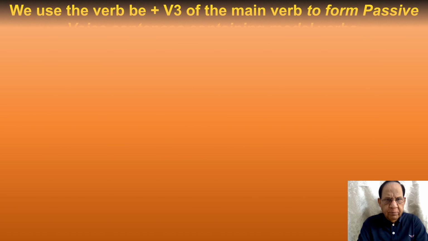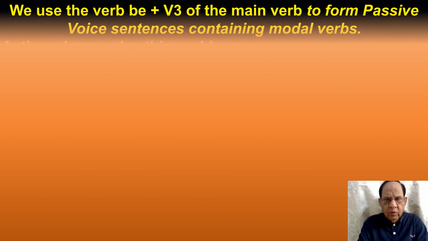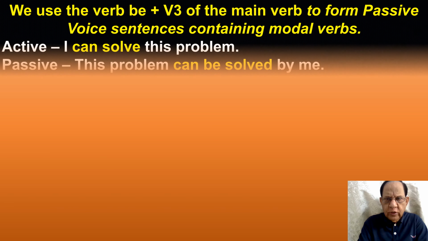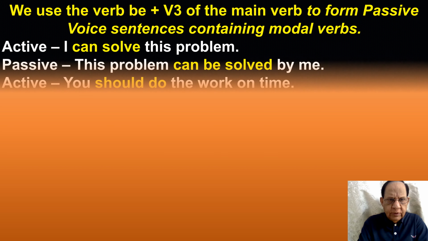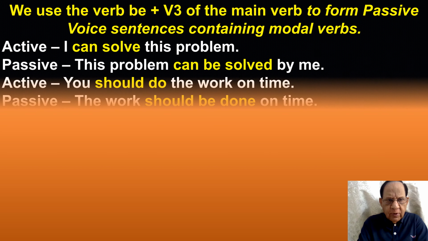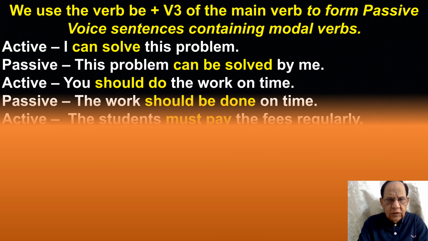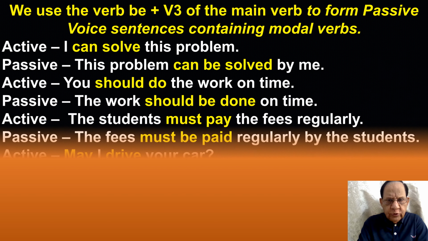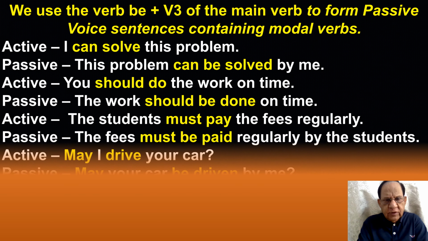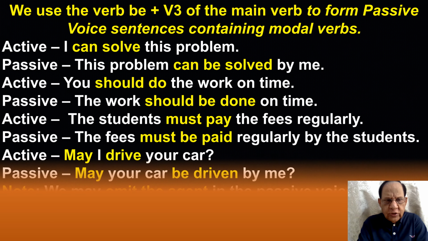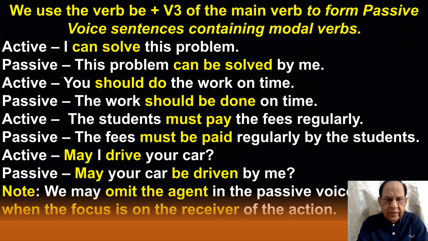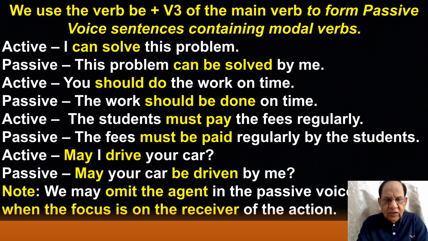We use the verb be and the third form of the main verb to form passive voice sentences containing modal verbs. Active: I can solve this problem. Passive: This problem can be solved by me. Active: You should do the work on time. Passive: The work should be done on time. Active: The students must pay the fees regularly. Passive: The fees must be paid regularly by the students.